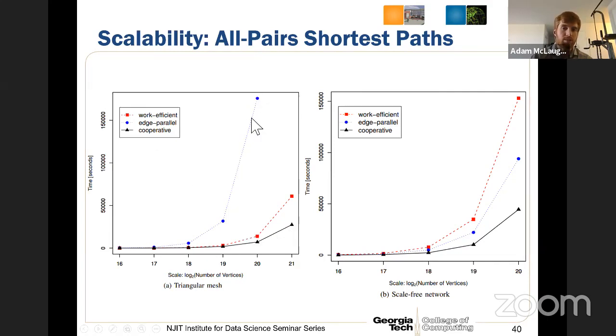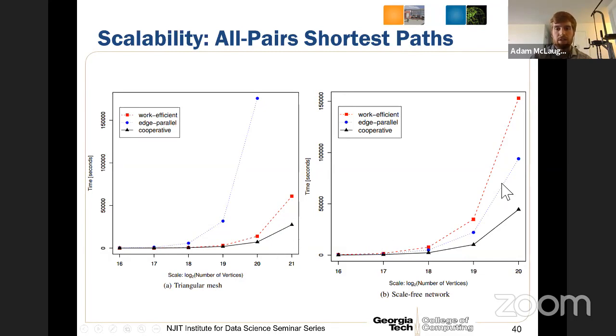So the edge parallel method for something like a mesh we already knew would be pretty bad because it does lots of extra work. And then our work efficient algorithm improves upon that by only enqueuing active vertices and only looking at those. So there's fewer threads that are spinning and not doing work. And then the cooperative approach further improves on that by doing a better job of handling vertices with high out degree, even in the work efficient case.